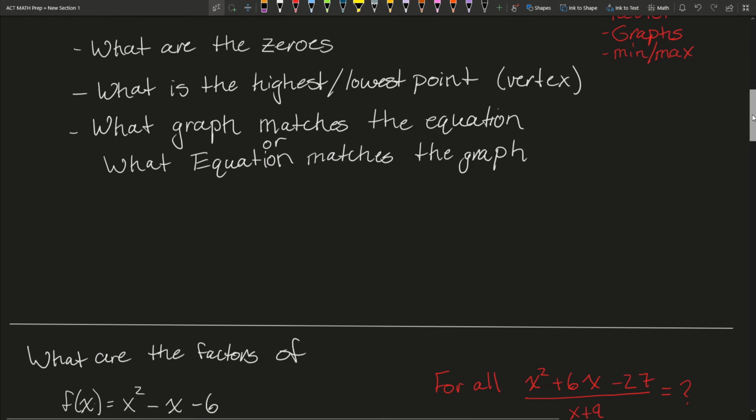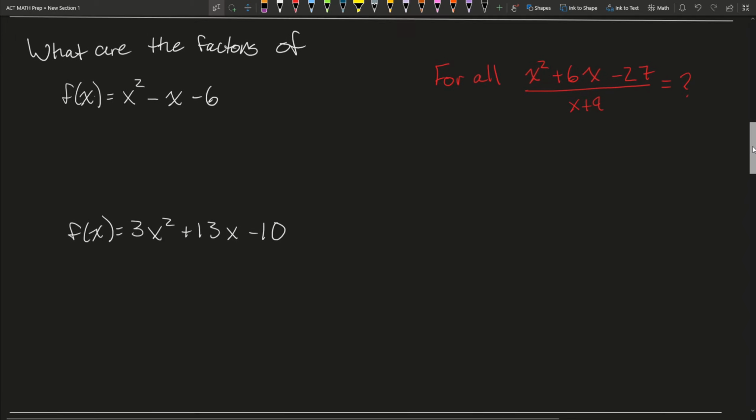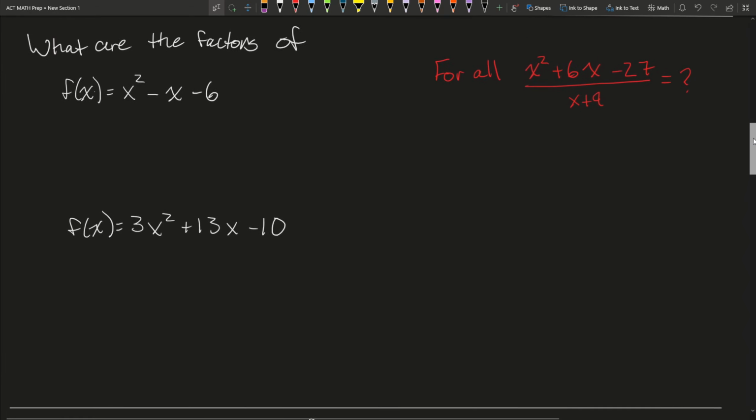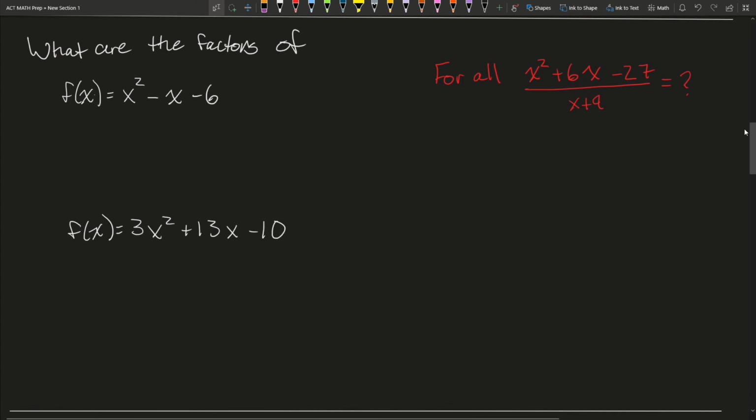So let's start with factoring. We covered this in our last session, but I wanted to quickly do it one more time. What are the factors of the given equation? In this first example, what are the factors of f of x equals x squared minus x minus 6? Since it's x squared and x, I'm going to put 1s in front just so we know what the coefficients are. And the last constant is negative 6.